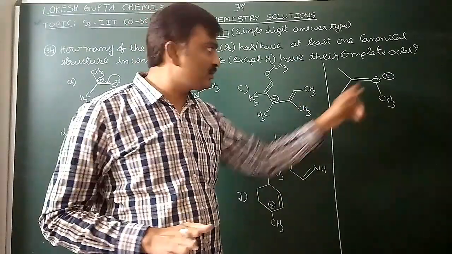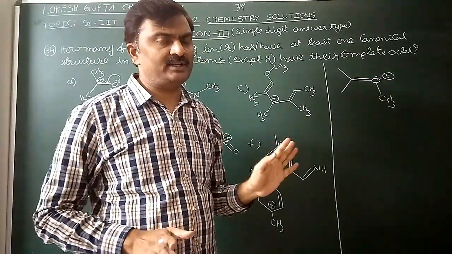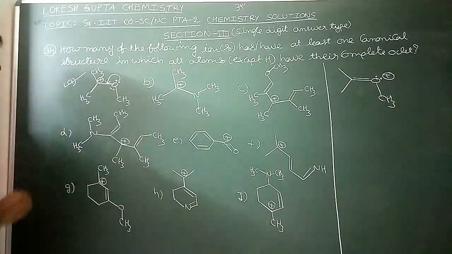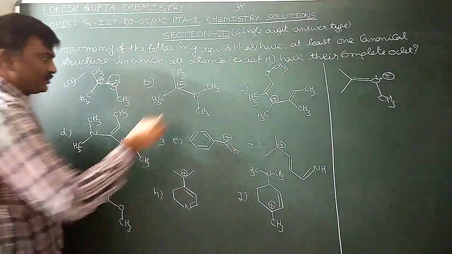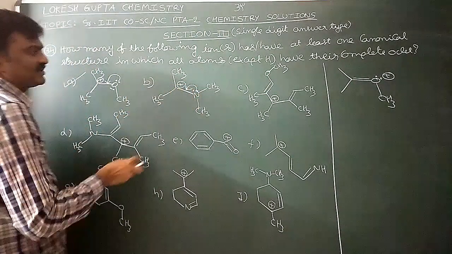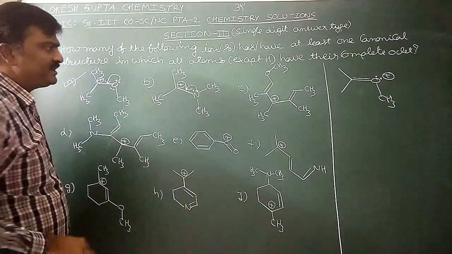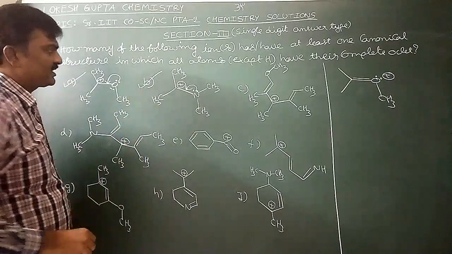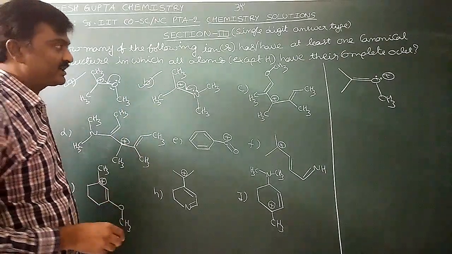It satisfied octet rule, na? So that point will not play a major role. Now it is stable only. So in one of its resonance structures, all atoms satisfy octet rule. Next. Now, for this also, C plus and nitrogen are attached directly. So that's why in one of its resonance structures, all atoms will satisfy octet rule.